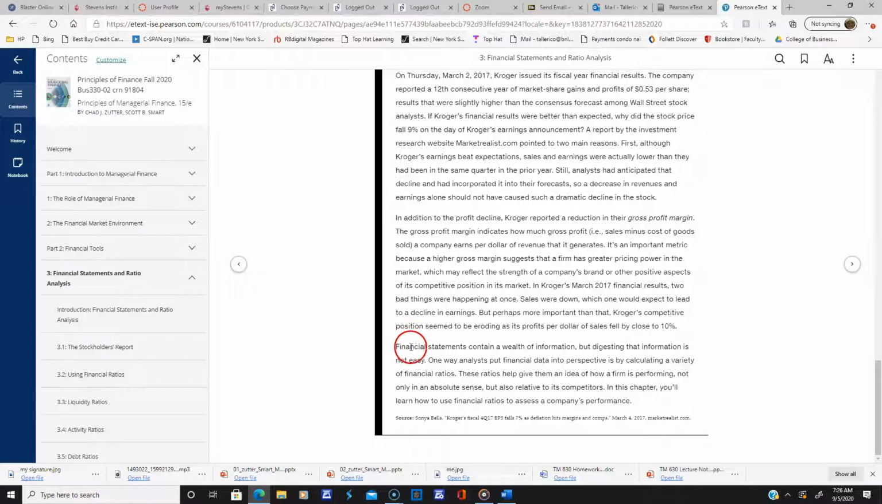As it says here, financial statements contain a wealth of information, but digesting that information is not easy. One way analysts put financial data into perspective is by calculating a variety of financial ratios. These ratios help give them an idea of how a firm is performing, not only in an absolute sense, but also relative to its competitors. In this chapter, you'll learn how to use financial ratios to assess a company's performance. So that's what the whole goal will be in chapter 3. Okay?